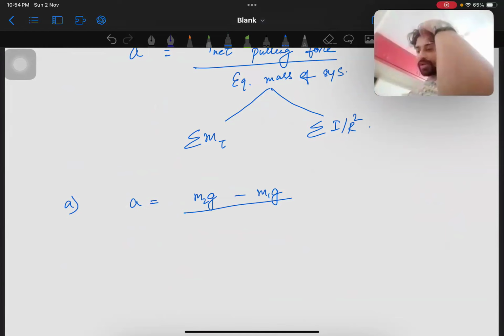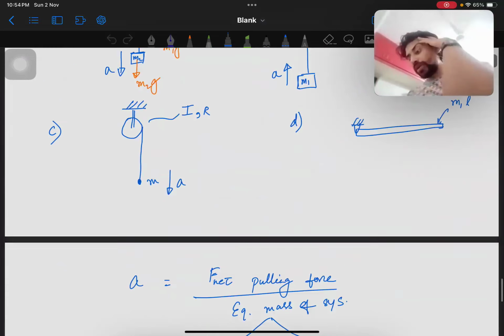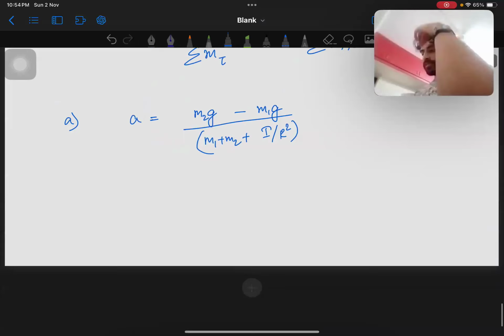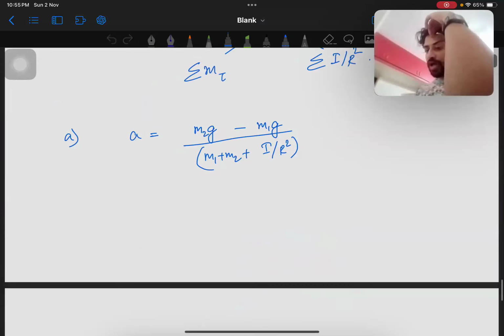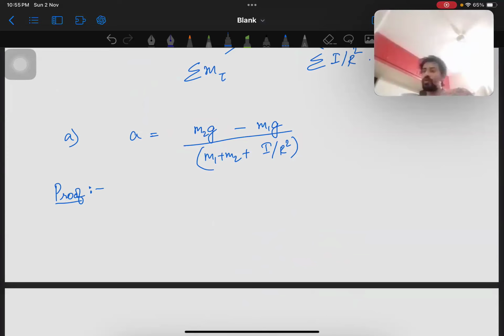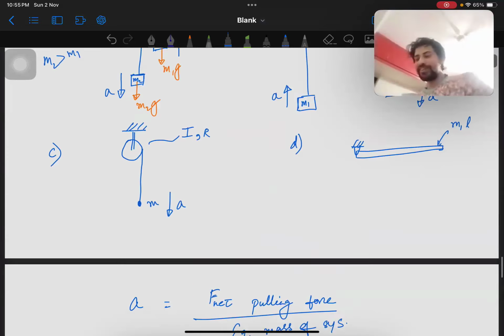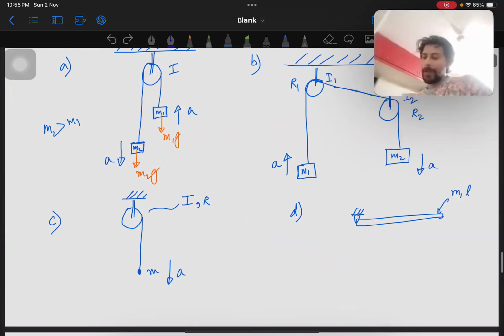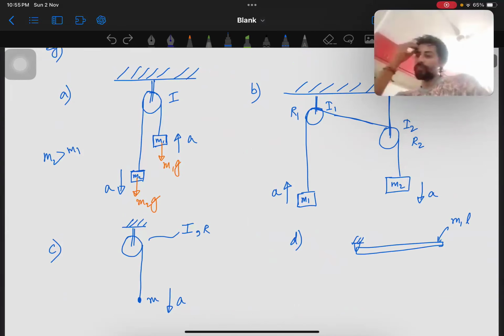divided by the equivalent mass of the system, which is the translational mass, M1 plus M2, plus I by r square, r being the radius of that pulley. Now we're coming to the proof of this. And proofs are definitely essential because the human mind is very rational; it demands proof. So let's get into that. How many objects are there? Two blocks and one pulley, right?